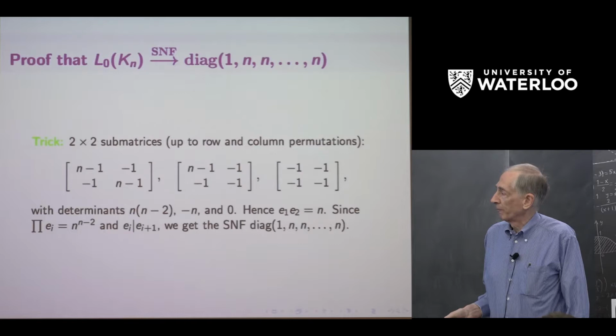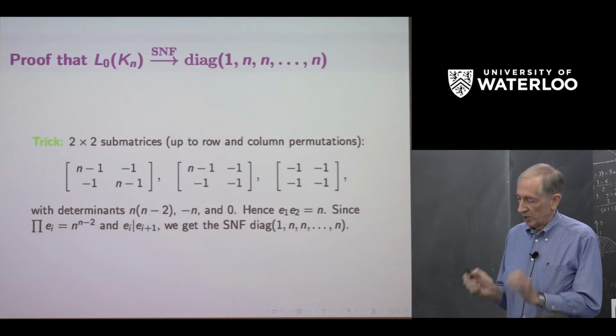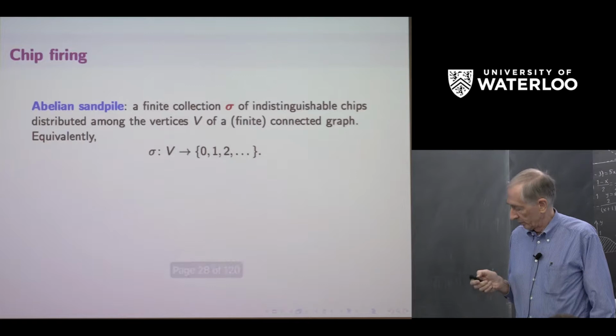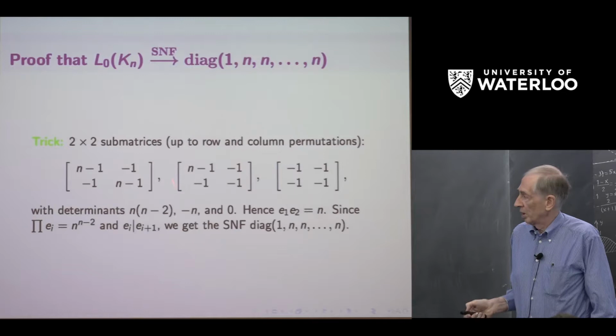And the GCD of the 2x2 minors is E1 times E2. Well, the GCD of these numbers, n minus 2, n, and 0, is n. So E1 times E2 is n. And each Ei divides the next one. And the product of all the Ei is the determinant, n to the n minus 2. That forces this SNF to look like this.